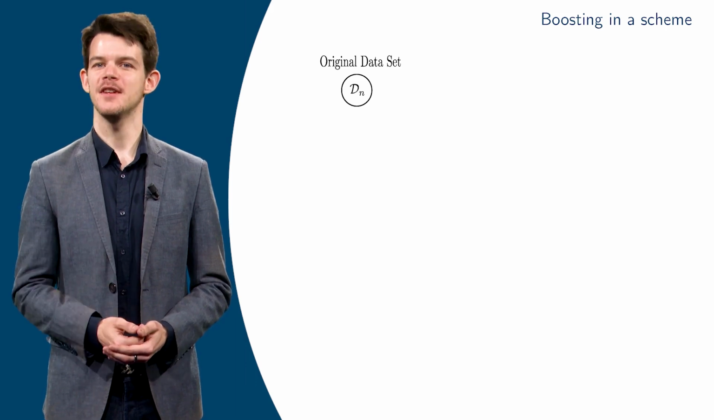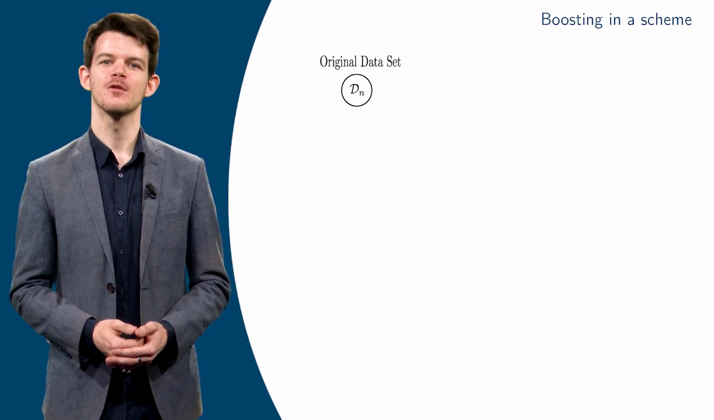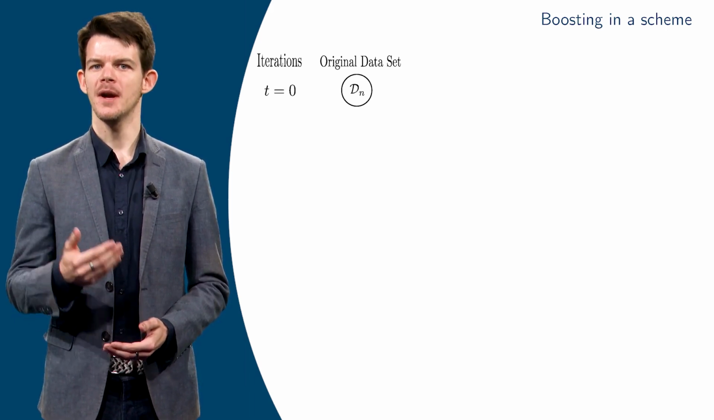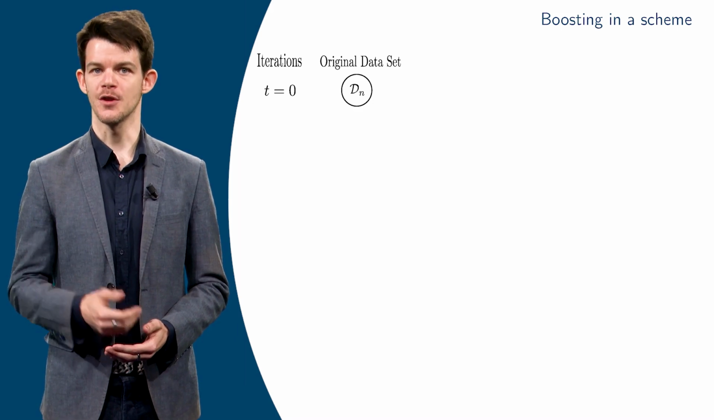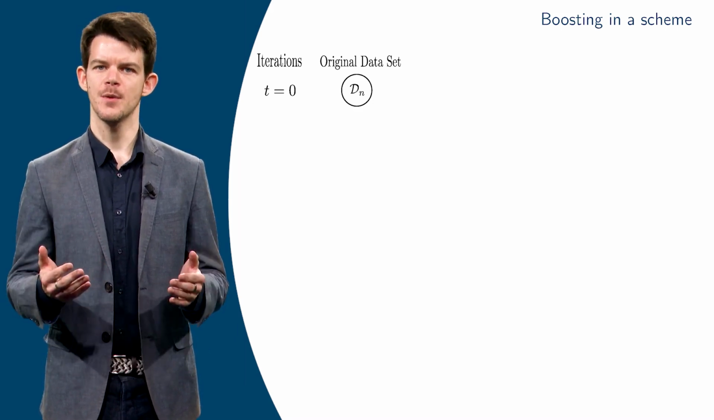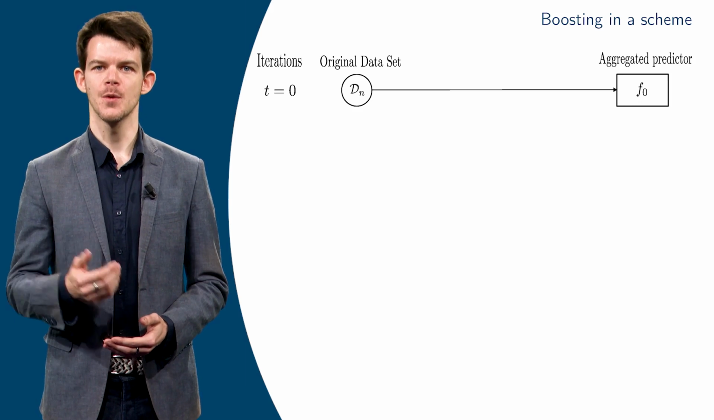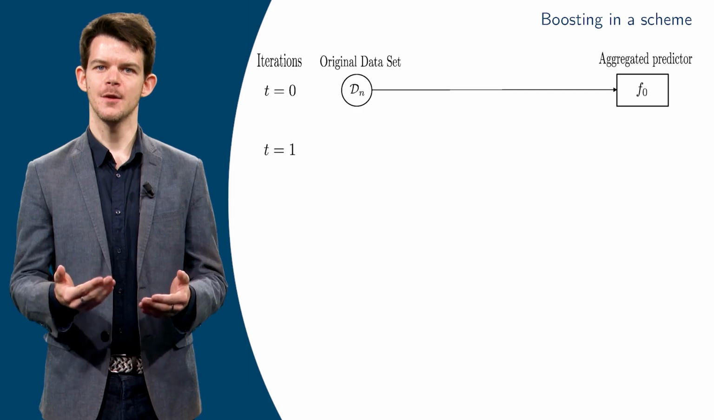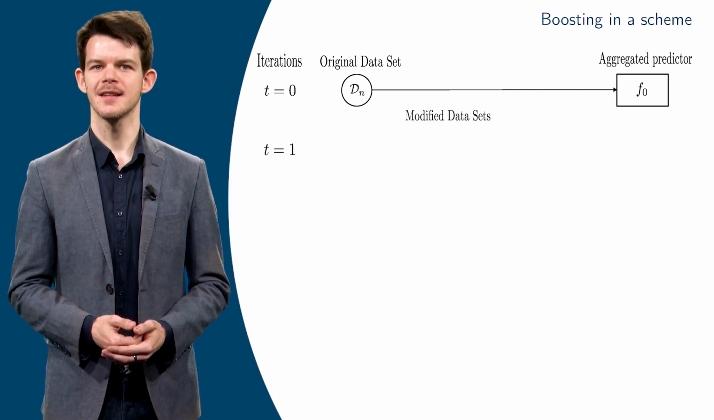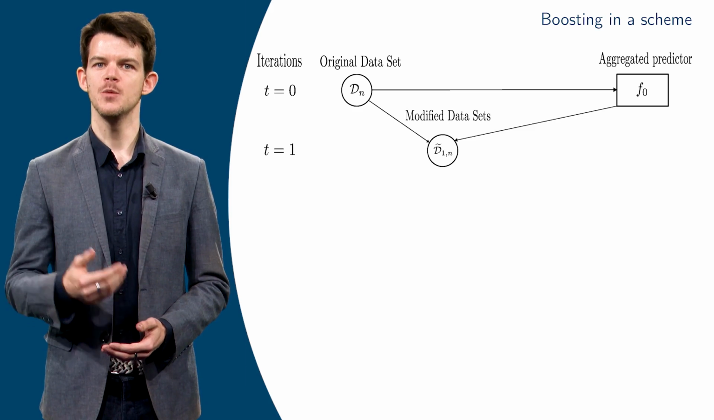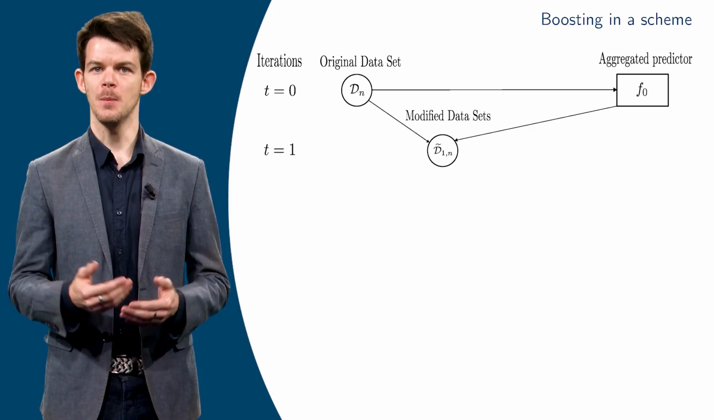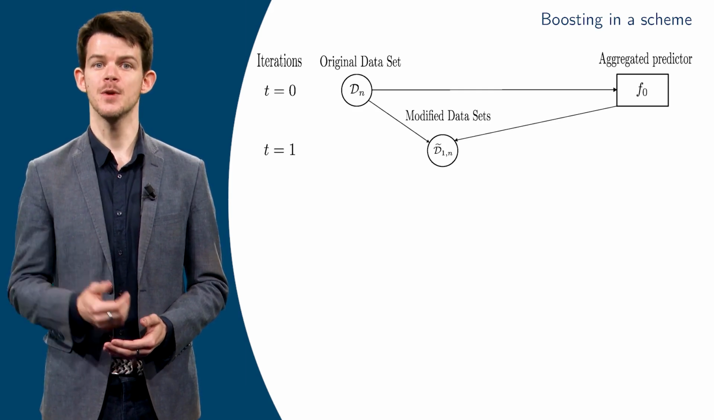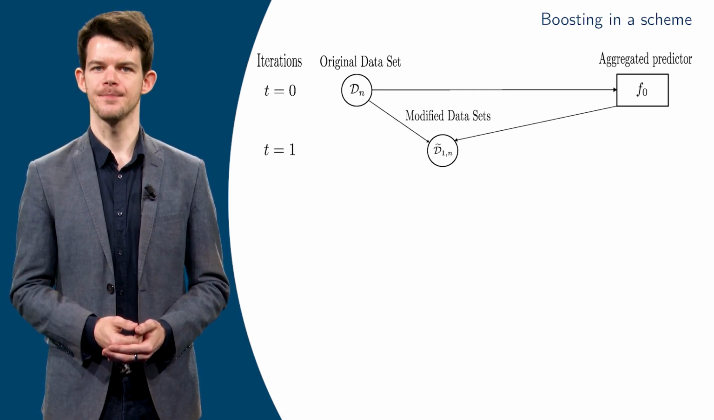Here is a generic presentation of boosting in a scheme. From the original dataset Dn, we will, at iteration t equals 0, apply the previously chosen learning procedure, for example, decision trees. In this way, we obtain a predictor f0, which is our aggregated predictor at iteration 0. In the next iteration, we consider a modified dataset d tilde 1n, in which the original labels of the dataset are replaced by the residuals associated with the predictor f0, the aggregated predictor obtained in the previous iteration.